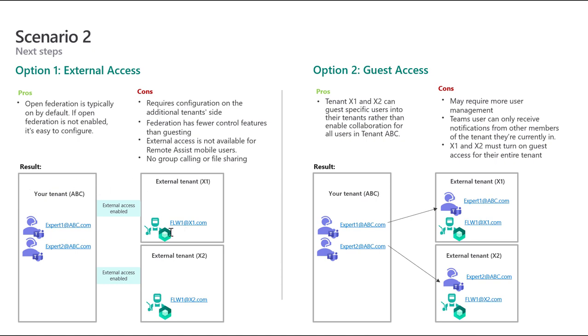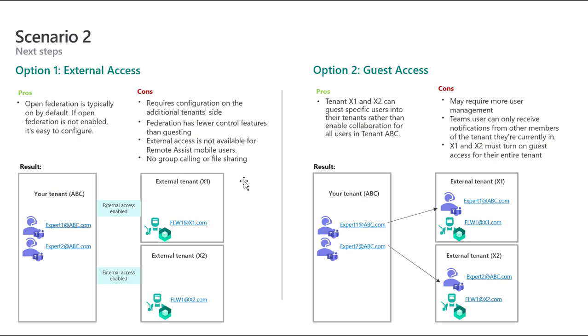If external tenant X1 has enabled Open Federation, then that's great. External access is already enabled. However, there might be some cases where external tenant X1 does not have Open Federation on. And so then they would do some work to either specify an allowed tenants list or a blocked tenants list.